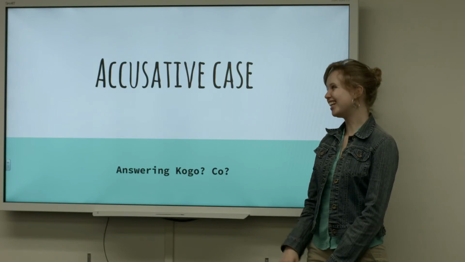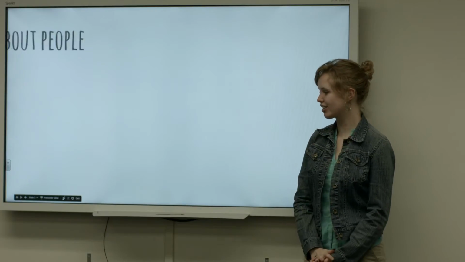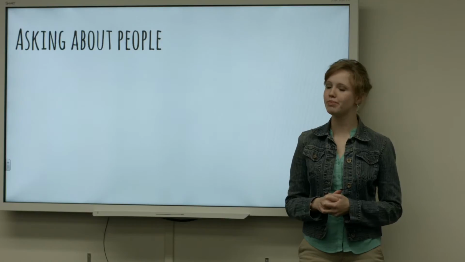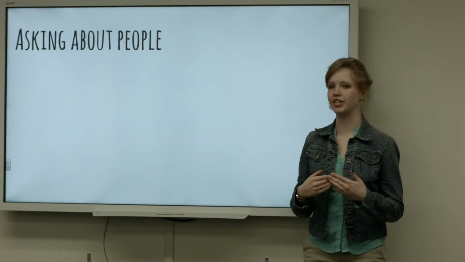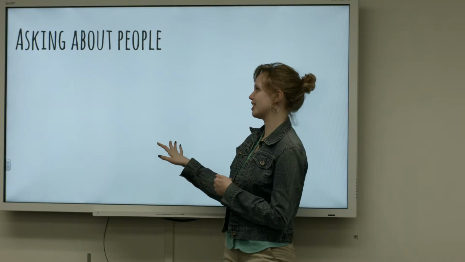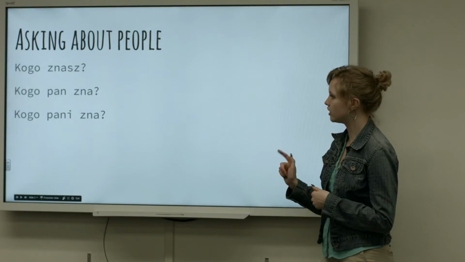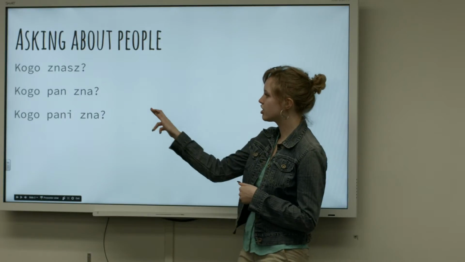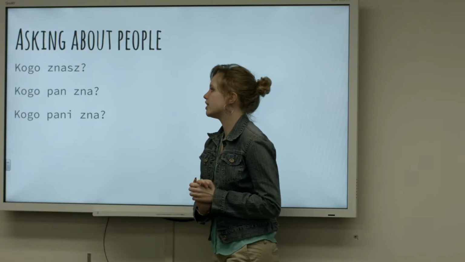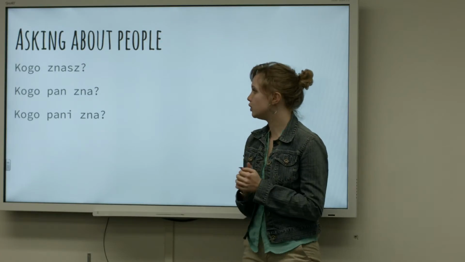Hi, my name is Kristen, and this is the accusative case in Polish, and we are going to ask kogo, co, which is going to cover asking about people and asking about things using the accusative grammatical case in the Polish language. So first, asking about people, we can look at these three questions: kogo znasz, kogo pan zna, kogo pani zna. And so this is the informal and formal way of asking who do you know.